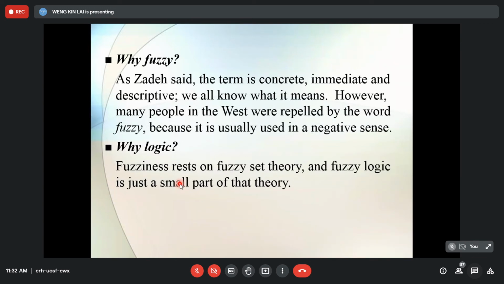So in a way, at that time when he proposed this method of fuzzy logic, he had to convince the West that his method actually is useful and also powerful. So fuzzy is vague, ambiguous, but logic. Now, why do you combine logic? Fuzziness rests on fuzzy set theory, and fuzzy logic is just one small part of that theory, right? So it's still logic.